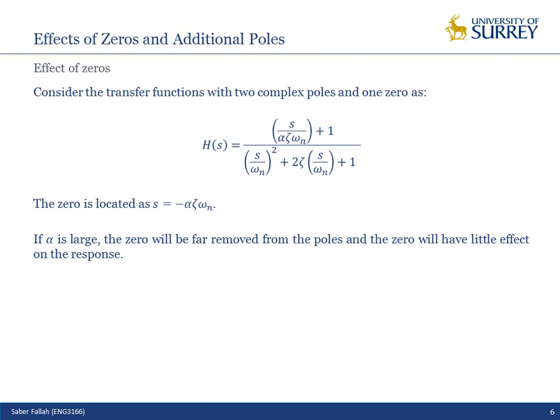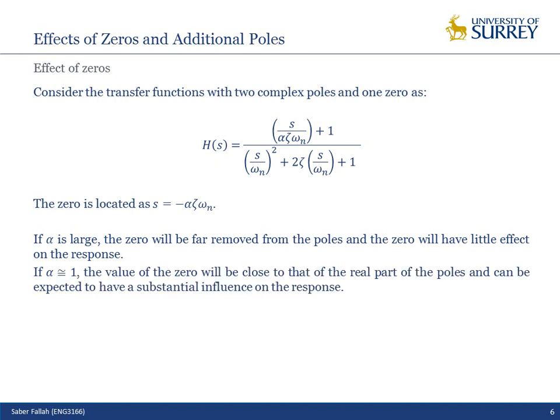But if alpha is not that large, if alpha is almost 1, I cannot make that assumption. And for sure, it will change the shape of my response. How does it change? Let's have a look at the example.